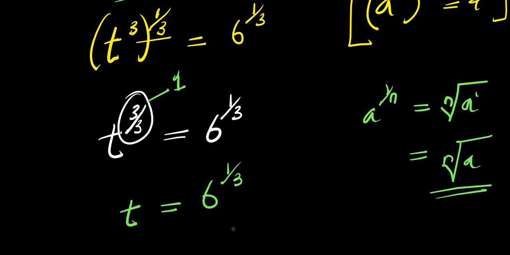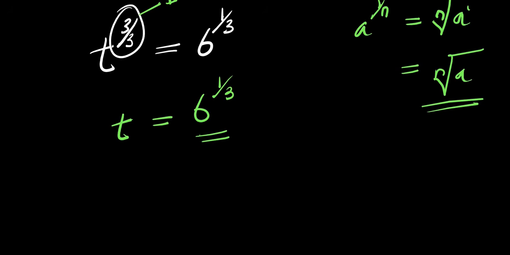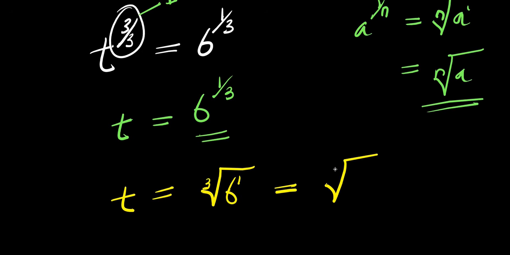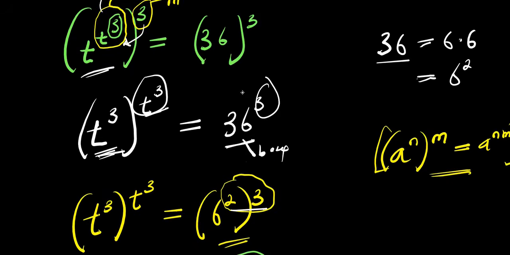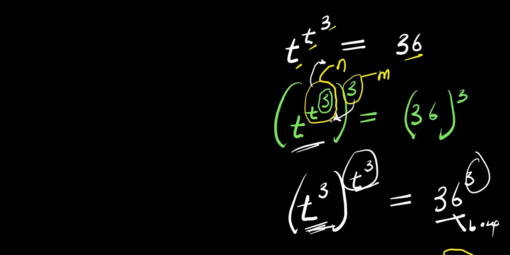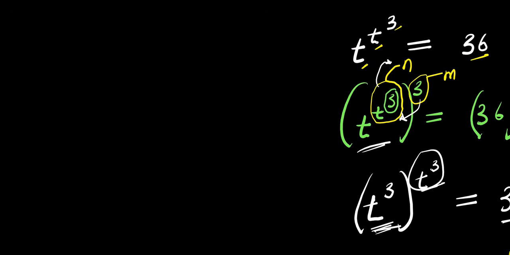So we apply the same thing here. That means we are simply going to have t equals a cube root of 6 power 1, which equals the cube root of 6. So this is our value of t. Now, the next thing we are going to do at this particular point in time will be to insert that particular value back into this particular equation.